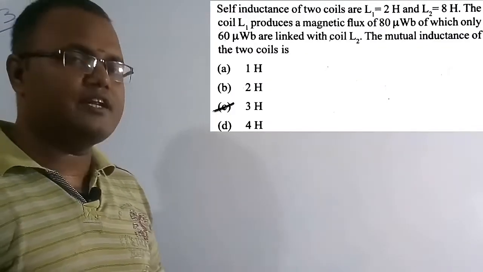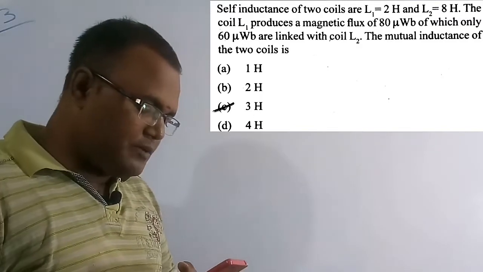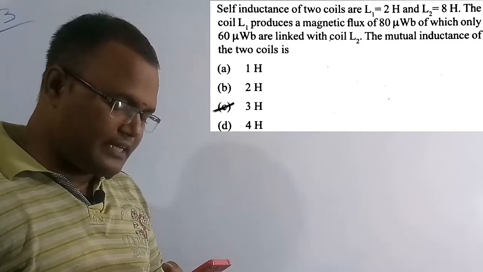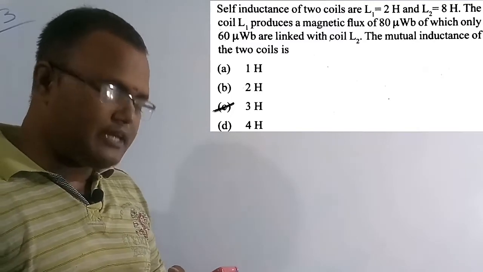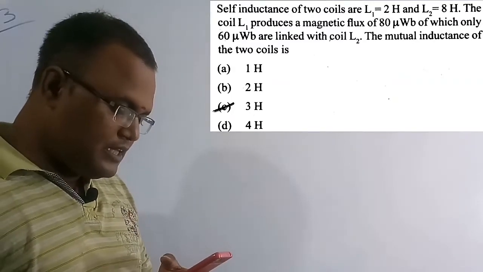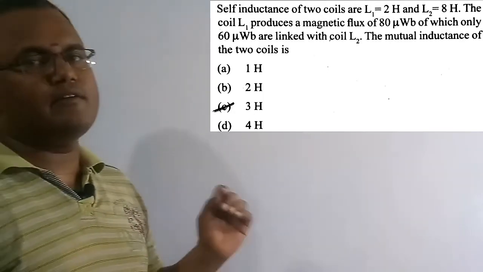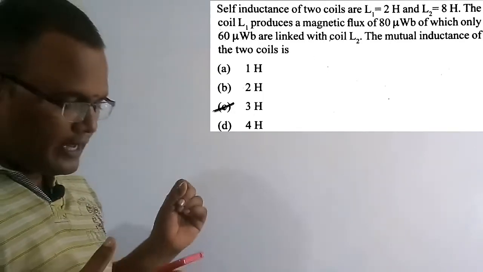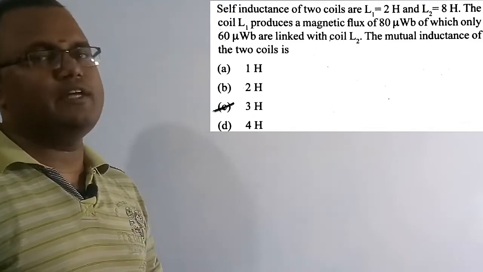So now we are going to solve the third question. See the question here. The self-inductances of two coils are L1 is equal to 2 Henry and L2 is equal to 8 Henry. The coil L1 produces a magnetic flux of 80 microweber, of which only 60 microweber are linked with coil L2. The mutual inductance of the two coils is? So basically they have given two coils L1 and L2, and the inductances are given, which is L1 is equal to 2 Henry and L2 is equal to 8 Henry.